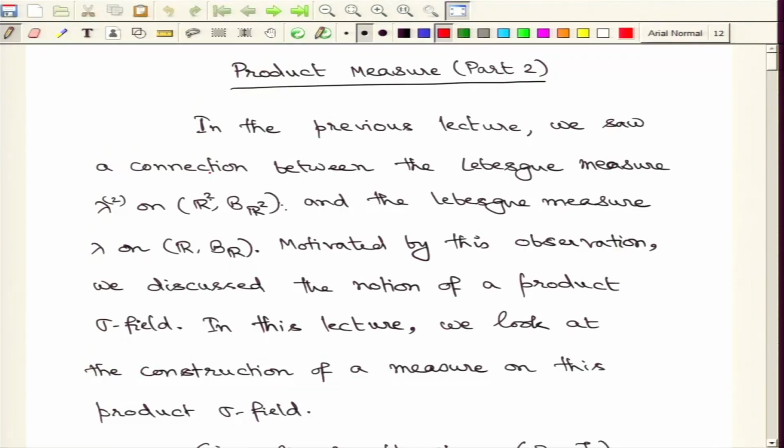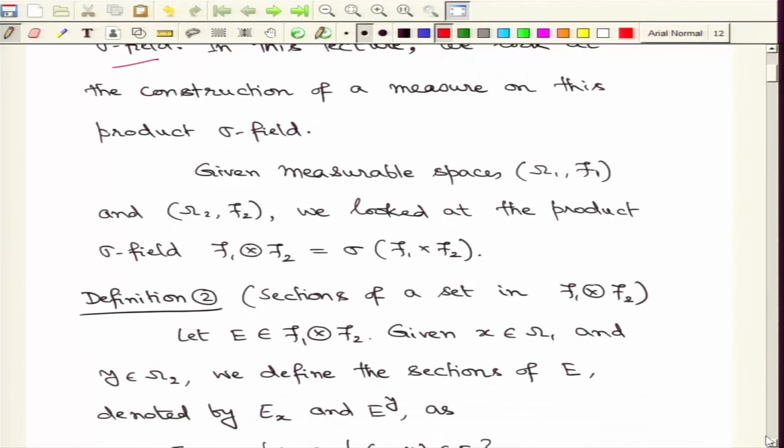So, let us recall the setup once more. We are working with the connection between the Lebesgue measure on 2 dimensions and the Lebesgue measure on 1 dimension, and with this we have described these product sigma fields on product type sets. Let us see how we can construct a measure on this product sigma field. Again, we set up the notations first. We take omega 1, F1 and omega 2, F2 to be two measurable spaces. We already have described the product sigma field F1 tensor F2, which is generated by the product of the collections.